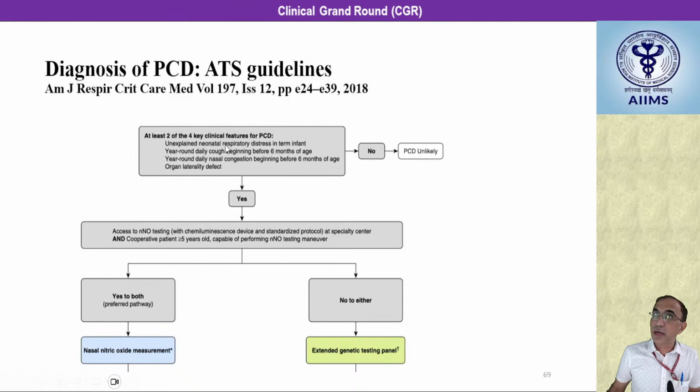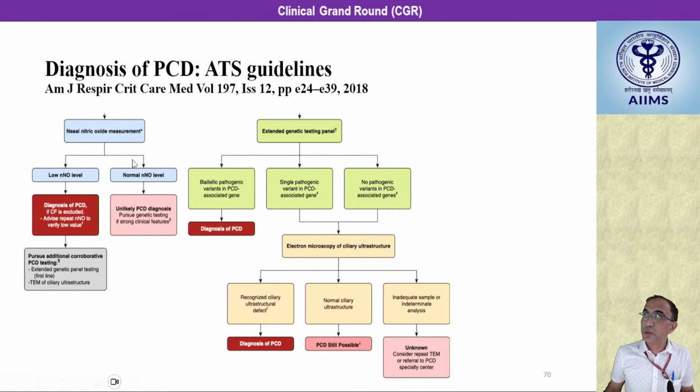Now regarding diagnosis, as highlighted previously, there is no definite gold standard test to diagnose PCD. So we have a composite standard. This is one guideline, the American Thoracic Society guidelines. Along with the clinical features, they suggest first performing nasal NO, nasal nitric oxide, and if it is suggestive of PCD, they label the diagnosis PCD. If it is not available or cannot be performed, they suggest the genetic test, and if there are two pathogenic mutations, we can say this is PCD. If there are no mutations, then they suggest EM, and if EM is suggestive, we can diagnose PCD.